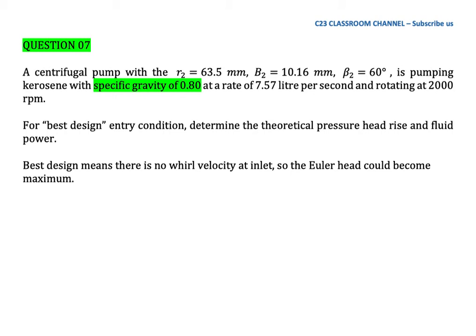For the best design entry condition, determine the theoretical pressure head rise and fluid power. Best design means there is no whirl velocity at the inlet. So I hope you know how to draw the velocity triangle with whirl velocity equal to 0 at inlet. And then in this calculation, you must use density 800 kilograms per meter cubed because the specific gravity here is equal to 0.80.